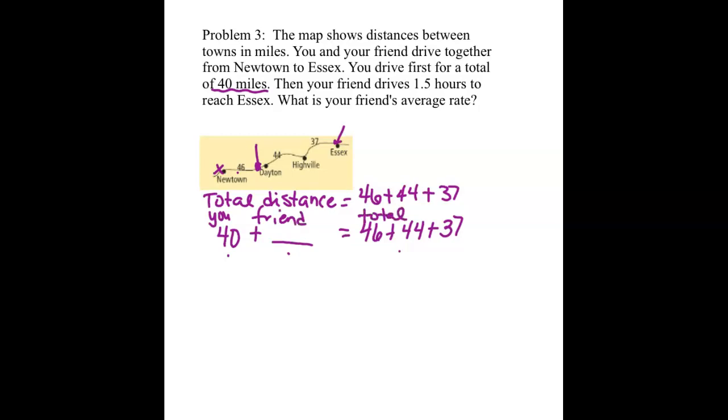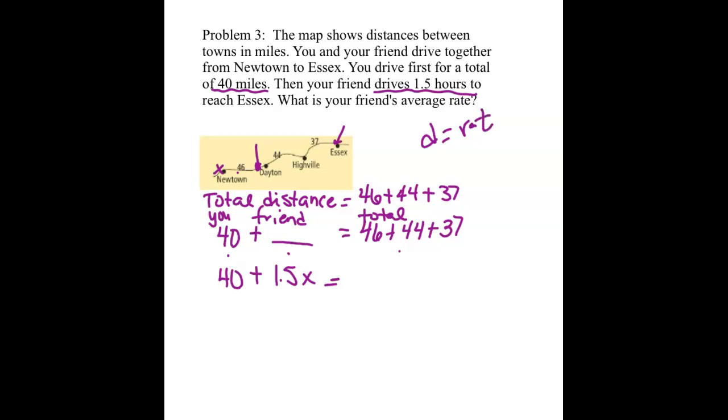Okay, so what do we know about the friend? It says our friend is driving 1.5 hours. We don't know how fast they're driving, but in the 1.5 hours, they have to cover that total distance. So we used up 40 miles. Our friend is going to drive 1.5 hours times some speed to cover the total distance. Okay? Remember, distance equals rate times time, or speed times time.